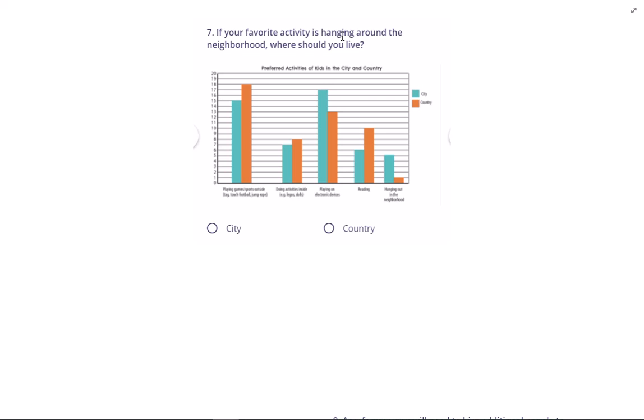So it says, if you like hanging around the neighbourhood, where should you live? Okay, so there's hanging around the neighbourhood, and that is mostly done by the blue, which is kids in the city. There's the answer.